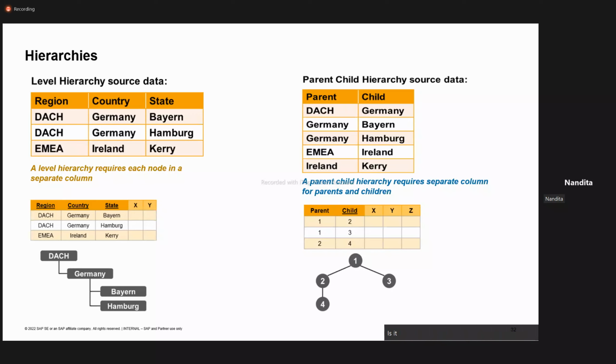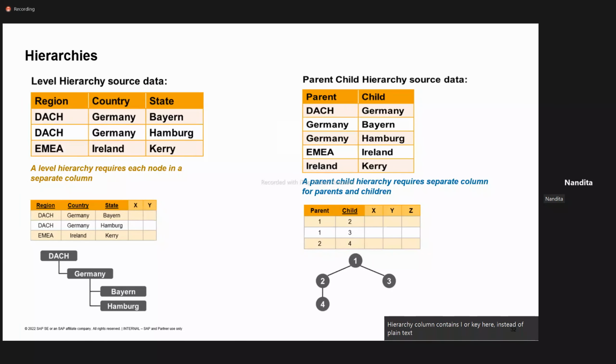SAP HANA supports two types of hierarchies, namely level hierarchy and parent-child hierarchy. A parent-child hierarchy column usually contains ID or key fields instead of plain text. In a level hierarchy, heterogeneous fields are combined in the hierarchy and they can have different data types. In a parent-child hierarchy, the relationship between parent and child is defined by a distinct field, the parent field and child field. Both have usually the same data type and a recursive structure defines the hierarchy.